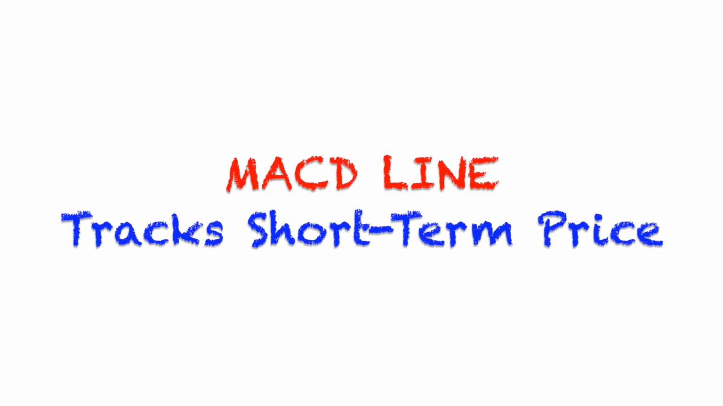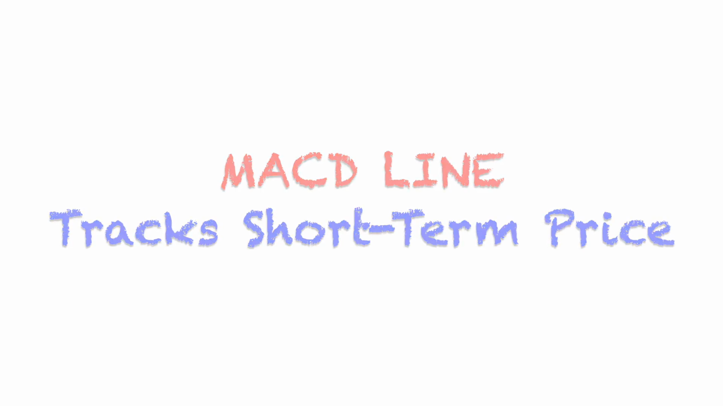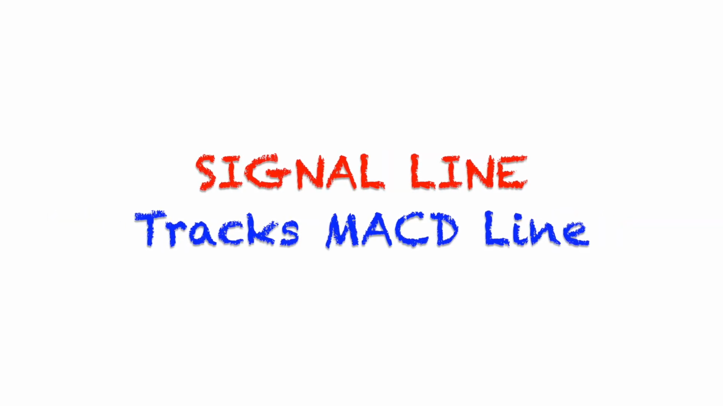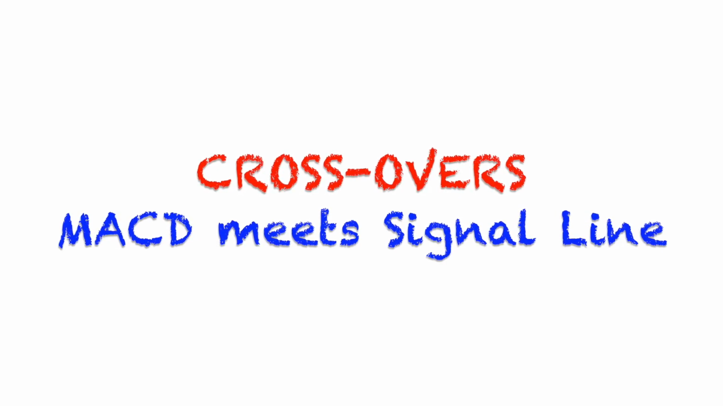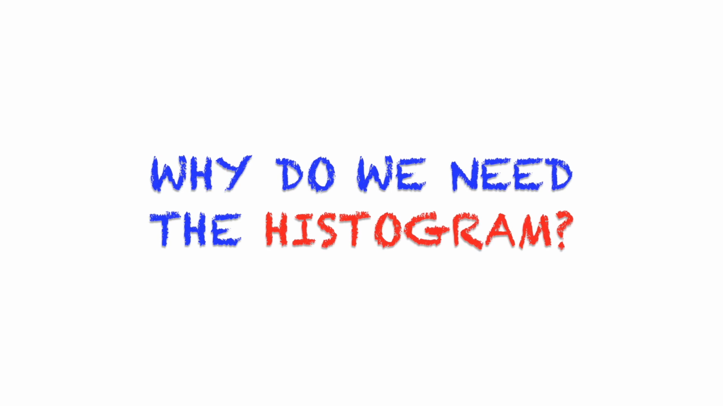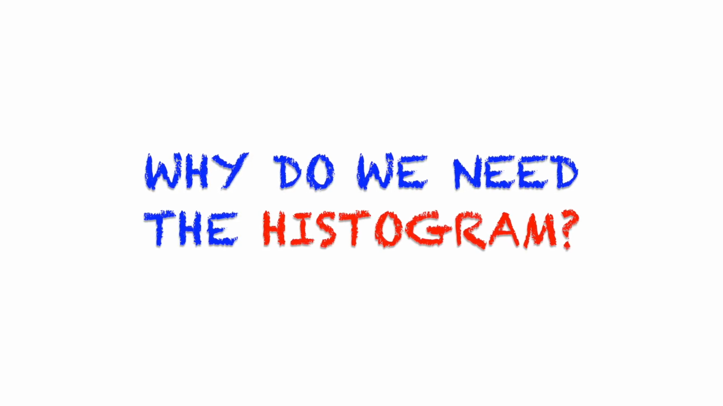Let's do a quick recap of what we have learned so far. MACD line tracks short-term price against the long-term price. Signal line tracks the MACD line to identify change in momentum. Crossovers are the points where the signal line intersects the MACD line. Why did we even need a histogram? As if this chart was not already confusing enough.